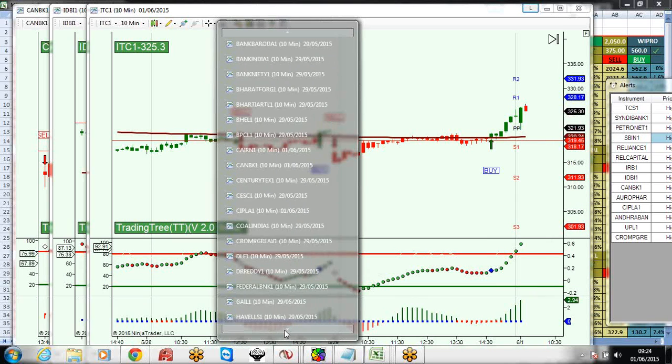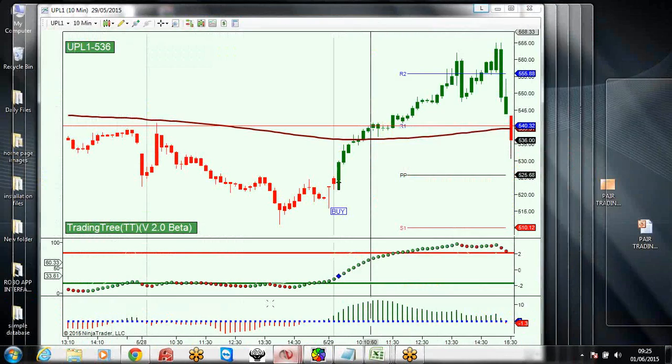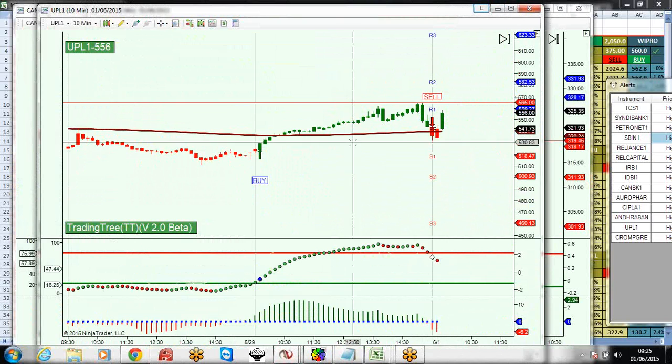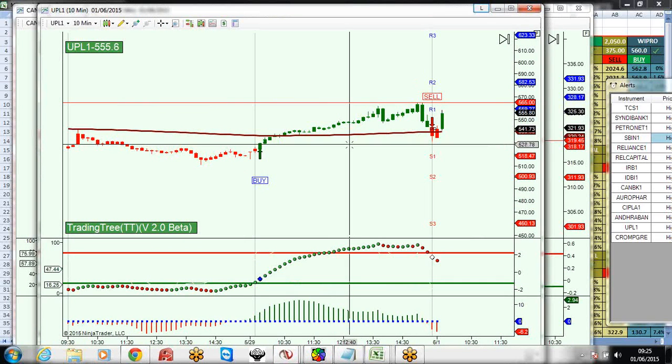The red horizontal line is your trailing stop loss line. It will keep trailing as and when your particular script moves, goes up or comes down. So in UPL we had this sell call. Very simple. This call will not get triggered because you would have placed your trade here at 528. Now again we'll get a buy call.